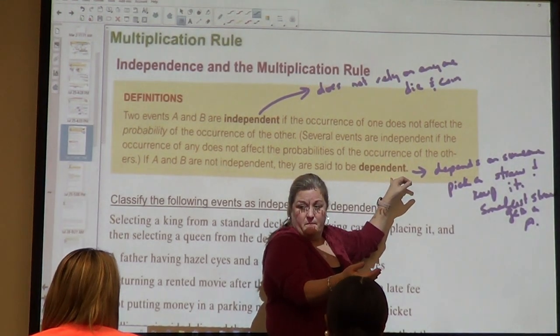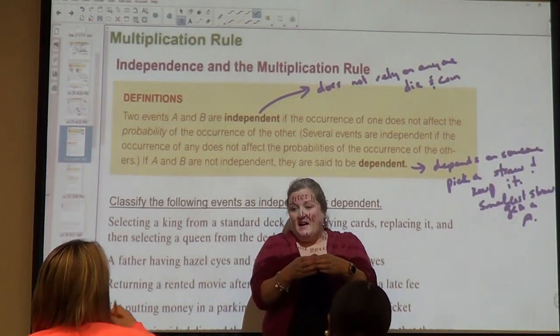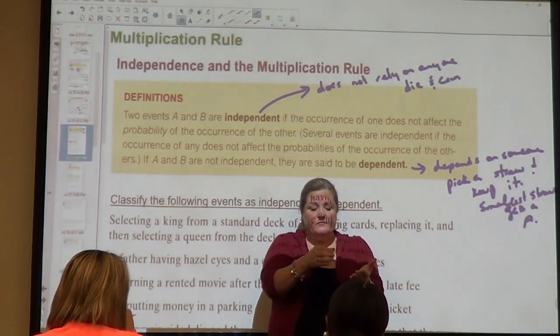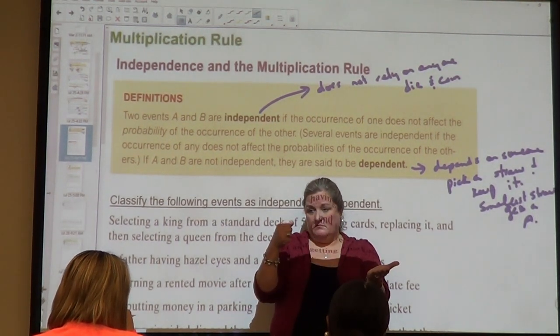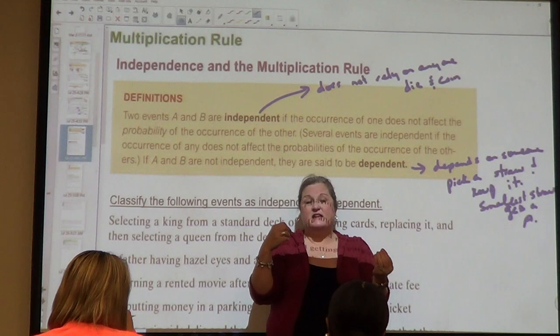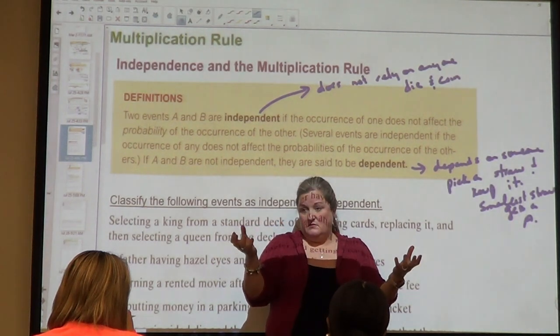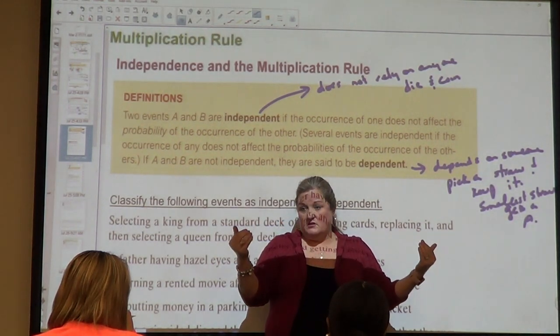Can you use a different example? If I have a deck of cards, if I pull a card out and I say, okay, the one that gets the ace of hearts, they're going to win $100.